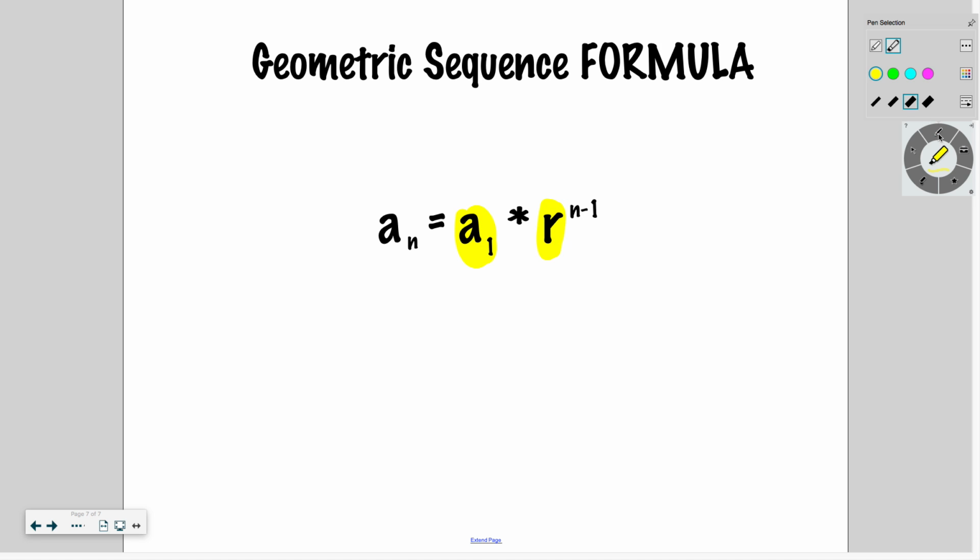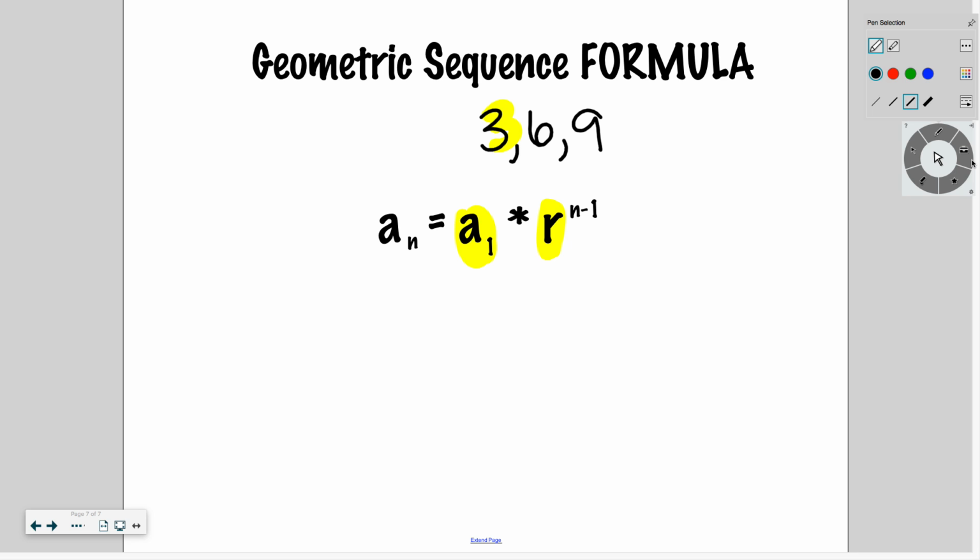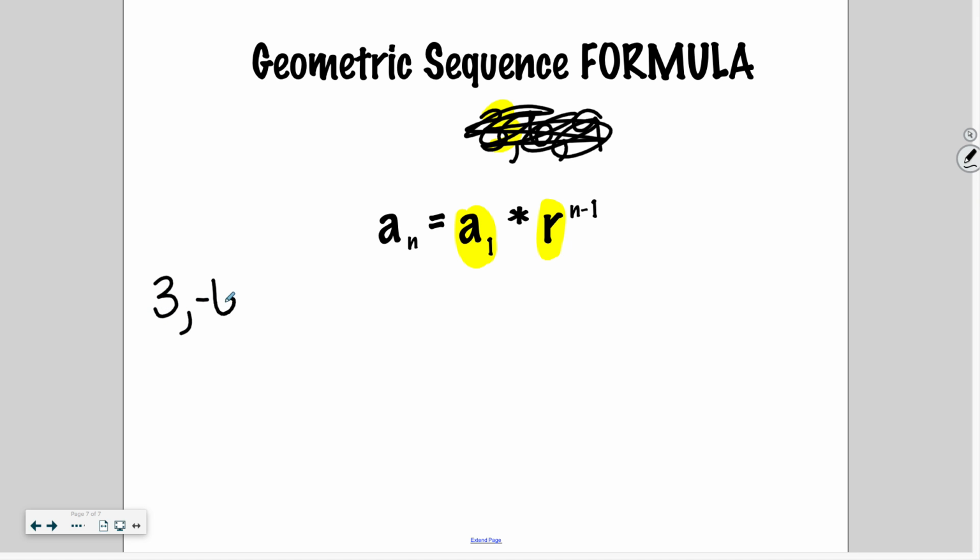So if my sequence is 3, 6, 9, that's not right. I'm trying to do an arithmetic sequence there. Sorry, guys, but I'm not restarting this video. If my sequence, let's try this again, is 3, negative 6, positive 12, negative 24. There we go. I'm back on the boat here.